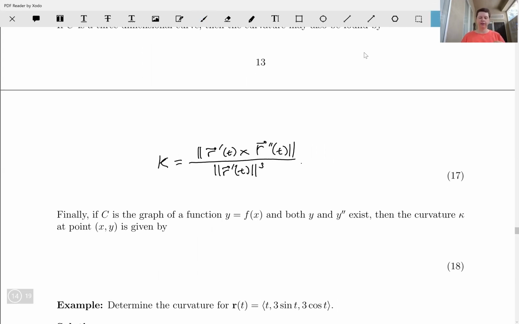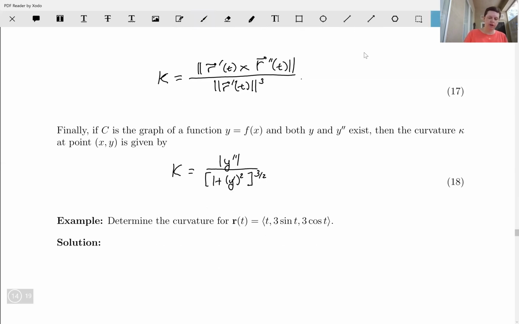Finally, if C is the graph of a function y equals f of x, and actually this is the one that's used most in practice that I can think of, and both y prime and y double prime exist, then the curvature kappa at any point (x, y) is given by the absolute value of y double prime divided by the quantity 1 plus y prime squared, all to the 3/2. So those are four formulas for computing the curvature.